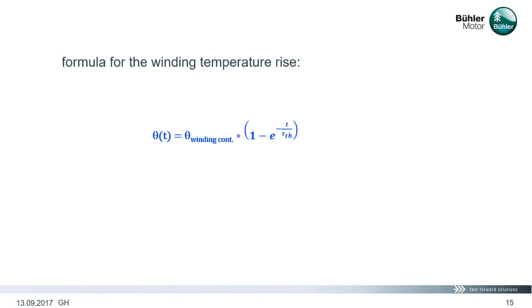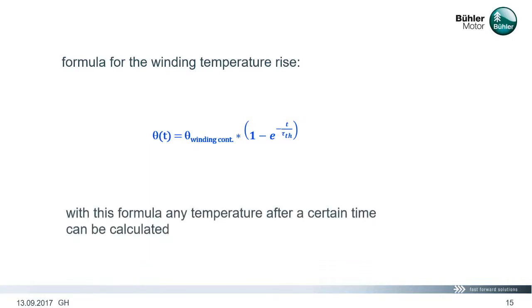Again, the formula for the temperature rise is theta of T equals theta winding continuous multiplied by 1 minus e to the power of minus t divided by tau th. We can use this formula to calculate the temperature theta after any time t.